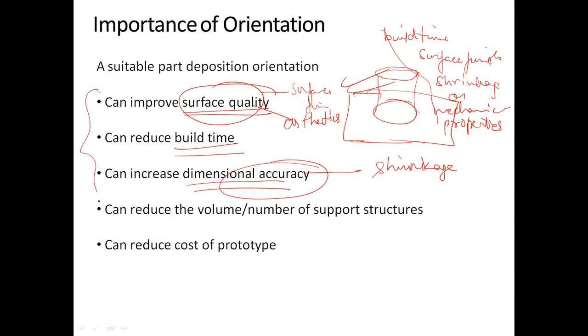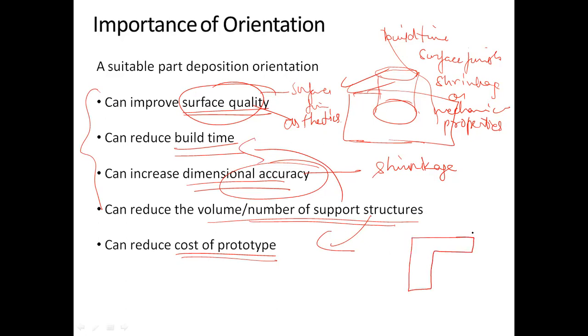Now if you can control all these points, you can definitely reduce the cost of the prototype, and the number of support structures or the volume of support structure will also reduce the cost of the prototype as well as the time. This can also be reflected in build time. Suppose you are making an inverted part like this, and you are making it in this direction, so this is your z axis. This is an overhanging part, so this section is overhanging.